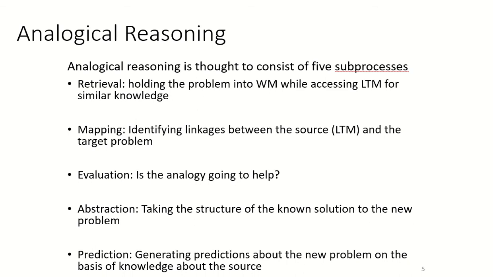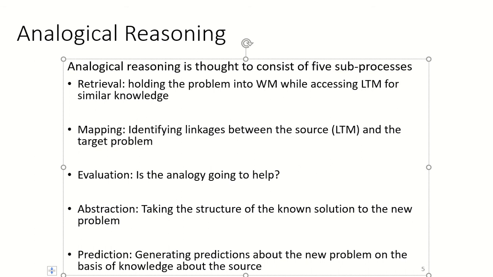Now, what happens when we use analogies? One way of thinking is that there's a couple of sub-processes. First of all, we have to retrieve some piece of knowledge and put it from long-term memory into our working memory, and then see if that actually is a piece of similar knowledge. So first is retrieval, then there's mapping. We identify linkages between the source, the knowledge that you already have in long-term memory, and the current problem that you're working on. Then we evaluate whether the analogy is going to help or not. If it is going to help, we then abstract something about the structure of the known solution and see if we can apply that to the new problem.